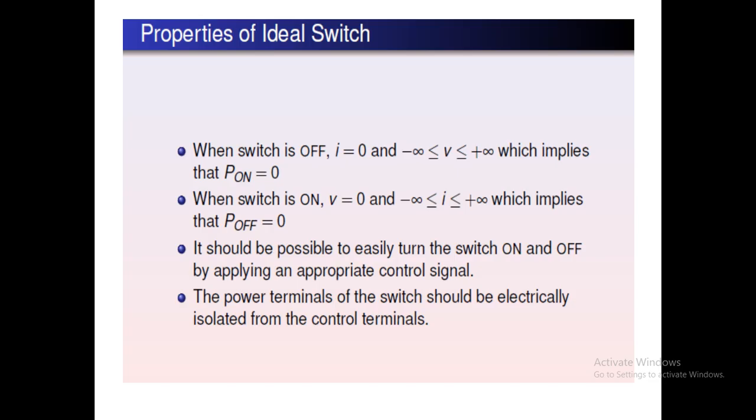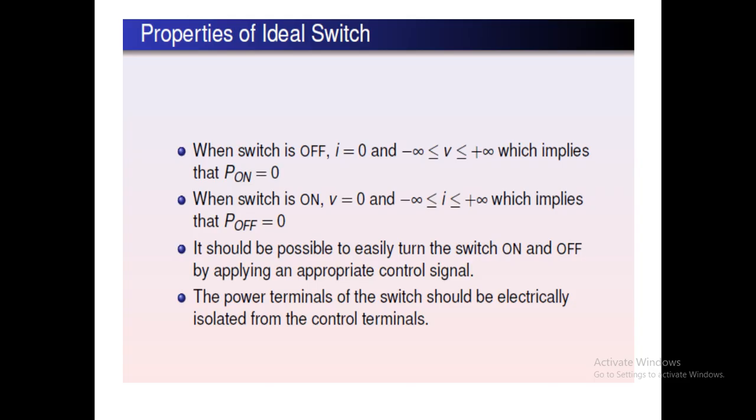When the switch is off, the current I is equal to 0 and the voltage can exist between minus infinity and plus infinity, which implies the product of voltage and current, the power dissipation across the switch, is 0. During the turn on condition of the switch, V is equal to 0 and current exists between minus infinity and plus infinity. This is for the ideal switch. For normal practical cases, there will be some definite magnitude from minus to plus, and the product of the voltage and current, that is the power dissipation, is also 0.